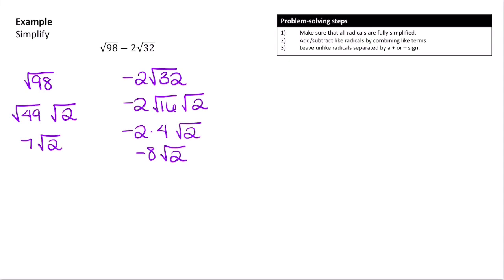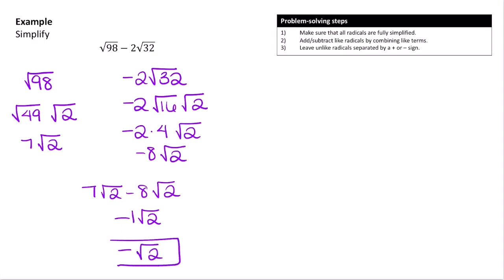Now we can put these two terms back together, and notice that you can see that they are like radicals. So we have 7 times the square root of 2 minus 8 times the square root of 2, which is negative 1 times the square root of 2. But remember, we usually don't write those coefficients of 1, so we can just write this as negative square root of 2. And that is the final answer.